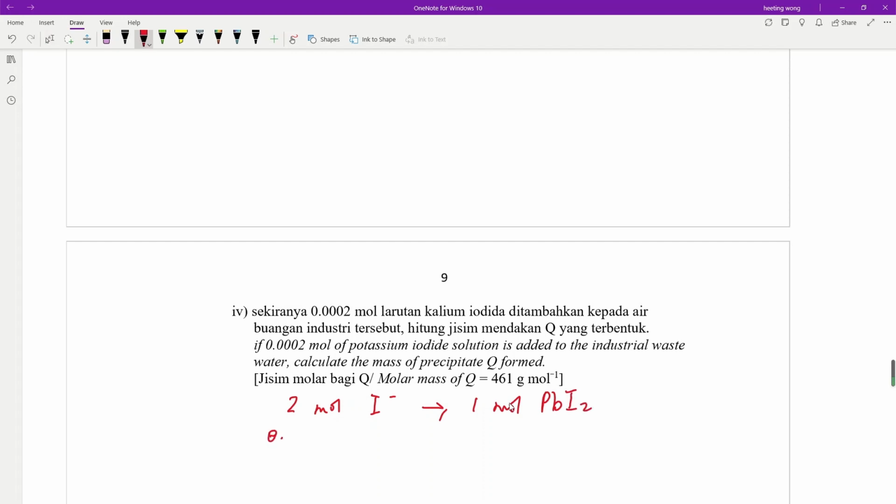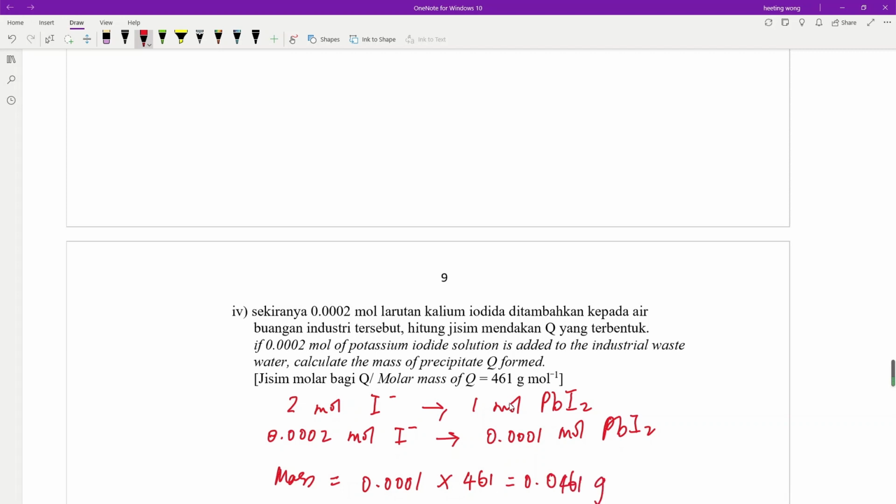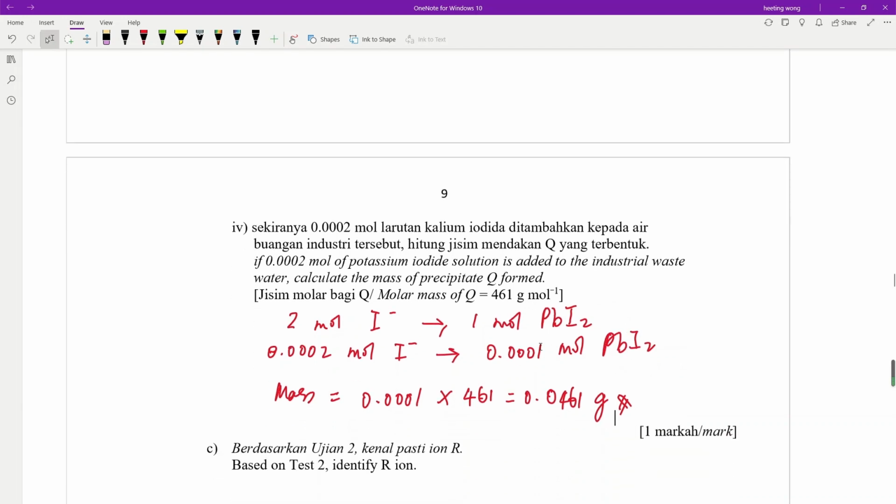So if 0.0002 mole of potassium iodide, you produce half, right? 0.0001 mole of lead 2 iodide. So meaning that the mass will be 0.0001 times the molar mass, 461. So it becomes 0.0461 gram. 1 mark. A lot of students do not do the mole comparison here, so you cannot get the marks.